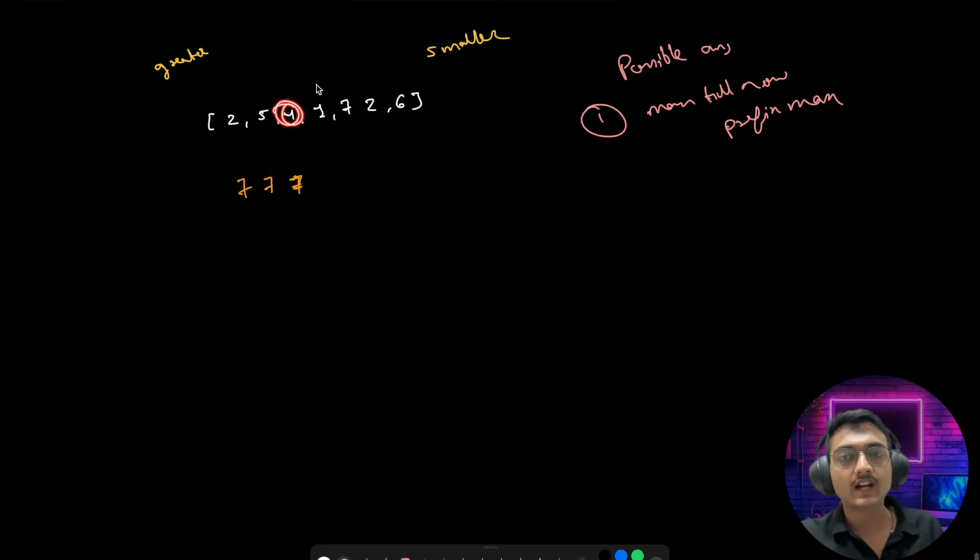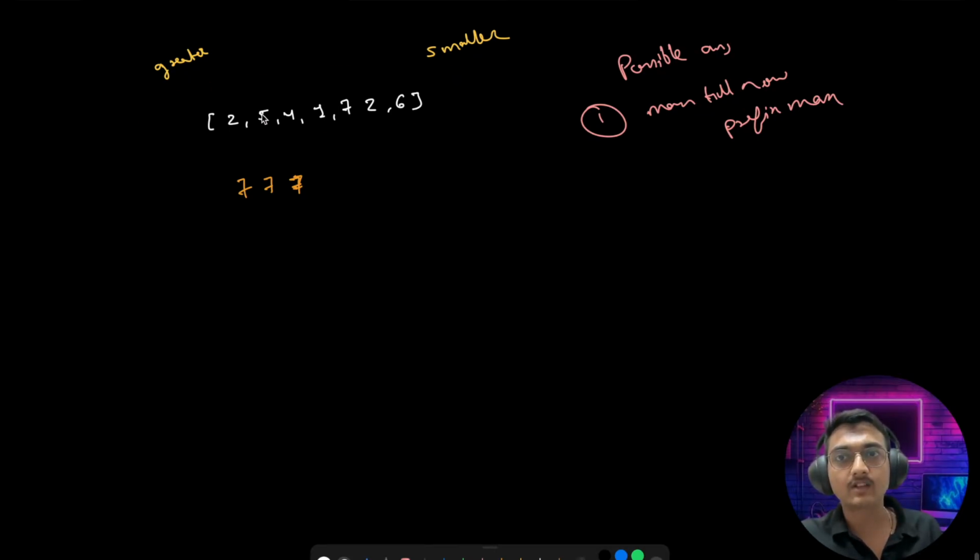For this 4, another minimum is this one. Are there any elements in this range which are greater than 4? No, there are no elements. So this gives me no answer. I hope the brute force approach is clear.